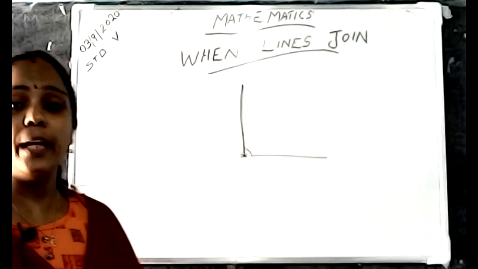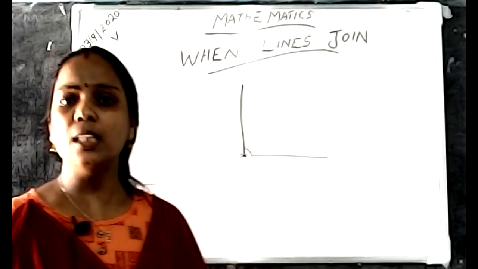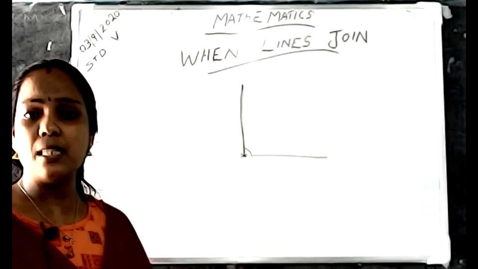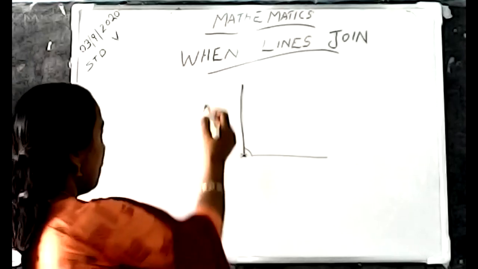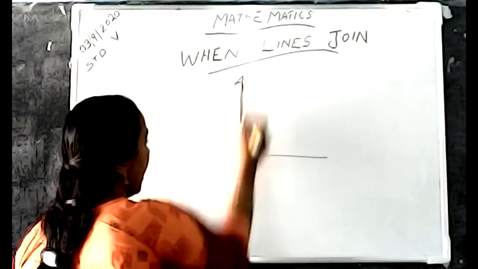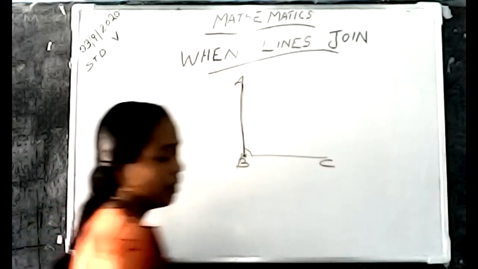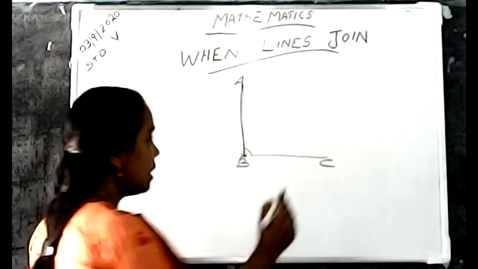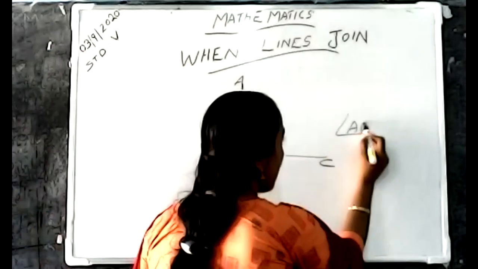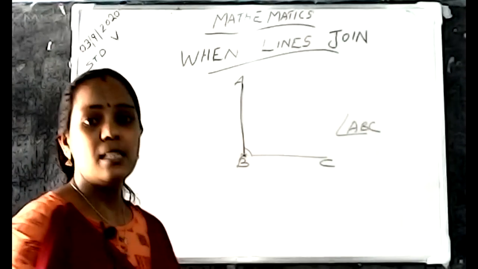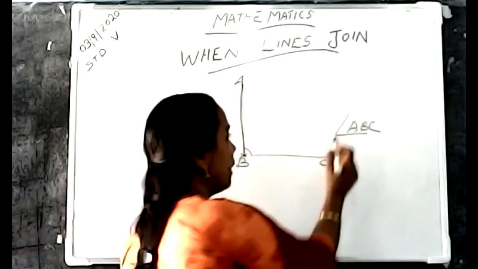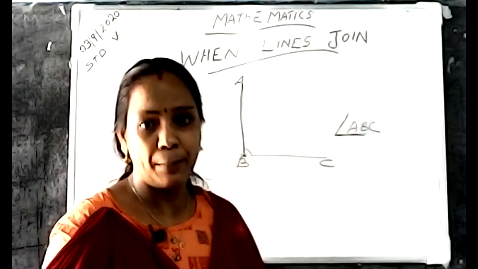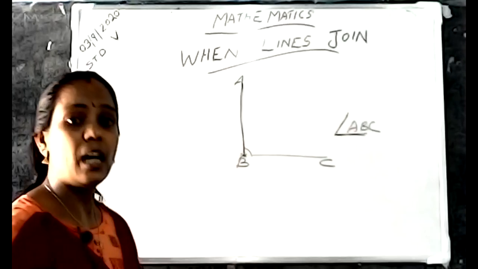What are the main parts of an angle? Arms and a vertex. Now I give one name: A, B, C. What is the name of this angle? Angle ABC. This is the sign of angle. When we draw it like an L shape, that figure is called the sign of angle. Angle ABC.